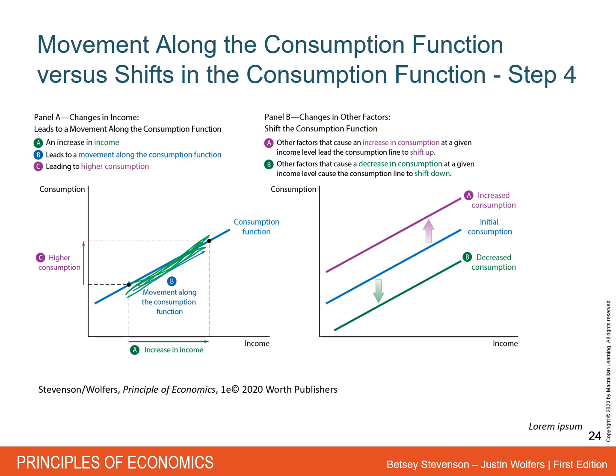This only happens if you're moving from one point to the next point whenever you have an increase or decrease in income. However, if you have those other four factors change, the ones I showed before on the previous slide, they will shift the consumption curve either higher or lower. Okay, so if it's more consumption, it shifts higher. If it's lower consumption, it shifts lower.